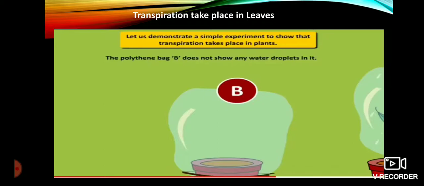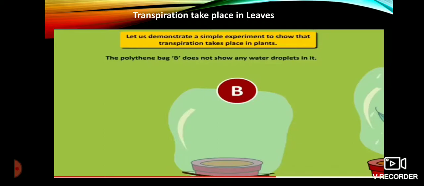Why did we tie a cover around the leaves? Yes, to get the water vapors inside the polythene bag. Otherwise, we will not get it. And from where does the water appear in the polythene bag? Yes, water vapor changed to water. That process is called condensation. So, through condensation, the water appeared inside the polythene bag.